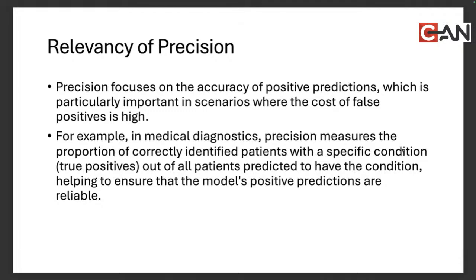So this is relevant because it's very important in scenarios when the cost of a false positive is very high. I'll use this scenario a couple times because this is relevant to both precision and recall. But imagine somebody's coming into the doctor's office and you were testing them for cancer. And imagine you told them they had cancer and they actually didn't have cancer.